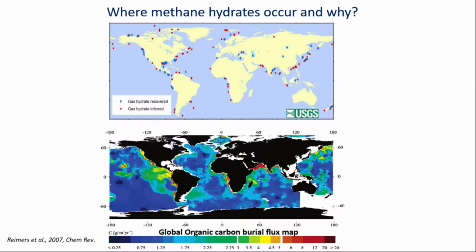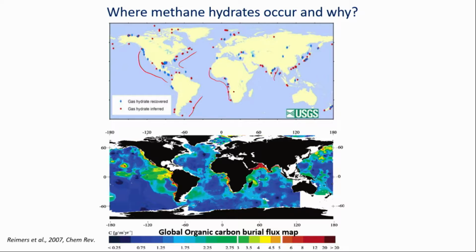Now, when we talk about the methane hydrate, you will be wondering where they actually occur and why they occur. That is why, where methane hydrates occur and why. You can see all along the continental shelves, you have all the gas hydrate that is recovered and gas hydrate that is inferred. That means the regions where further exploration can be carried out for the discovery of the gas hydrates.